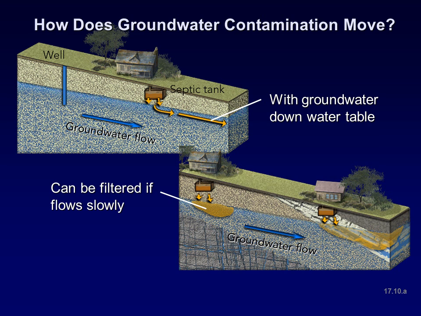Okay, so that's the example on the right here with the tilted white layers, flowing rapidly through cavities in a limestone. And so this is not filtered on the right. On the left, it is filtered slowly through something like sand.